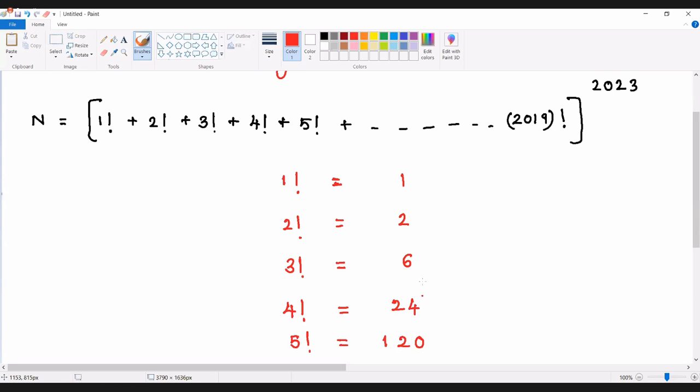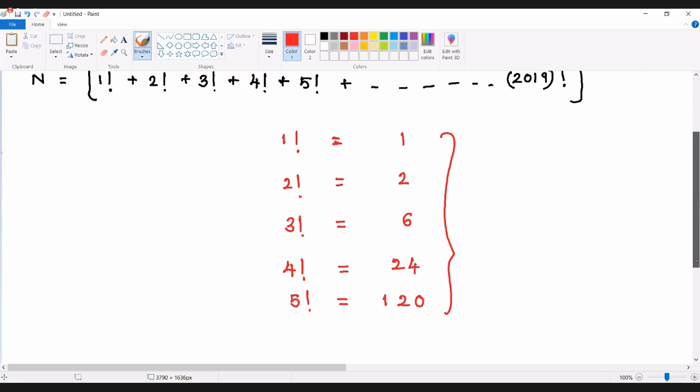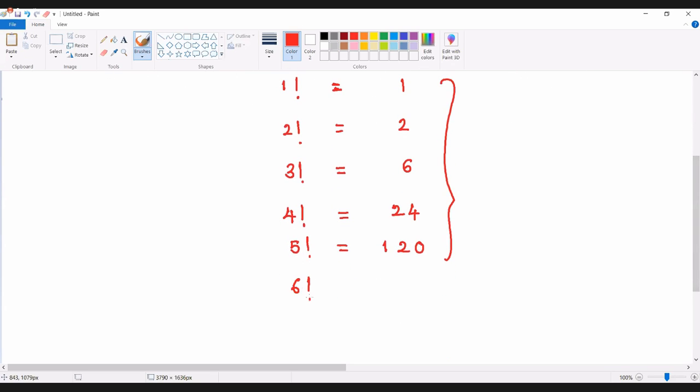You can just observe, after 5 factorial onwards, what is 6 factorial? 120 into 6. Because the last digit is 0, you will get the last digit of 6 factorial as 0. 7 factorial will also end with 0. Like that, take any other number till 2019 factorial, all will end up with the last digit as 0 only.